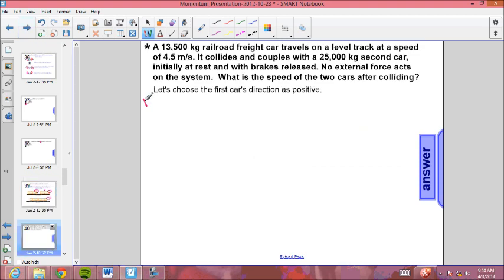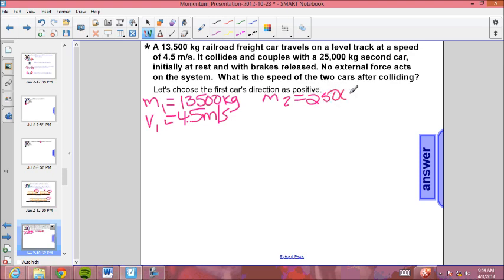We know our mass of the first one, m1, is 13,500 kilograms, and it's originally traveling at 4.5 meters per second. It collides and couples with a 25,000, so our m2 is 25,000 kilograms. And it's initially at rest, so that means our v2 is 0. And they want to know the speed of the two cars at the end.